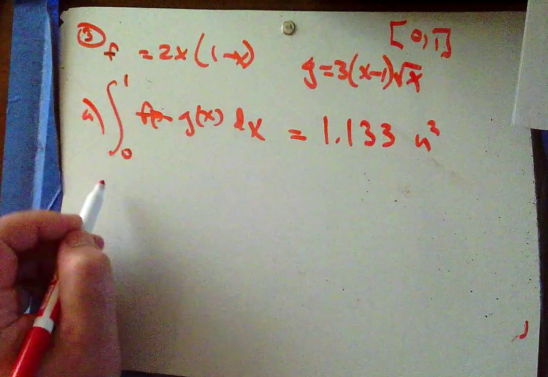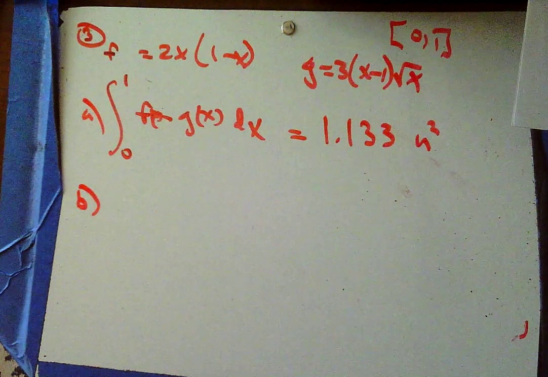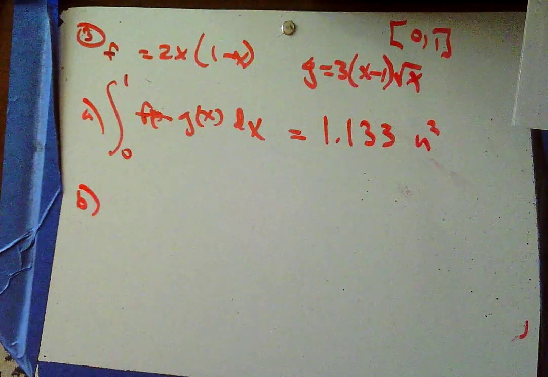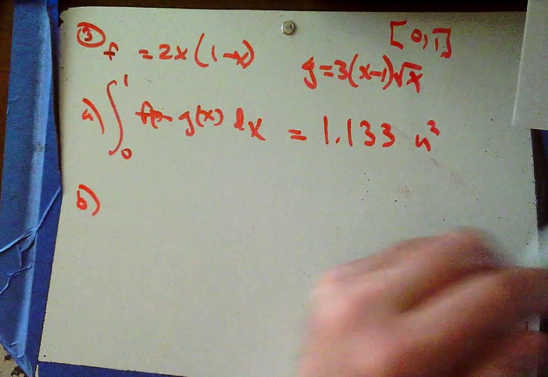I do that on the calculator and I get 1.133 units squared. Here's part A, pretty painless. Part B, find the volume of the solid when the shaded region is revolved around y equals 2.